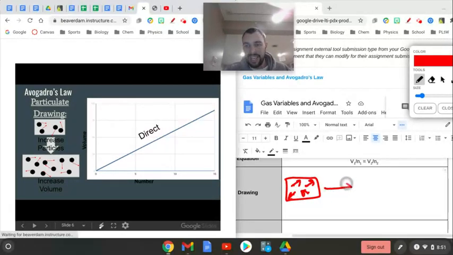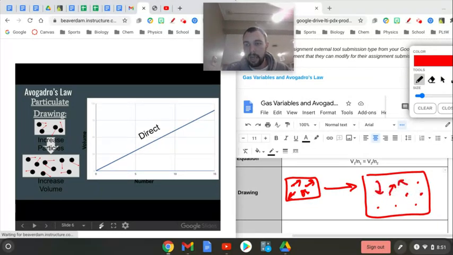Okay, now I'm going to increase the number of particles. I think that's 8. 1, 2, 3, 4, 5, 6, 7, 8, 9. And they're going to have approximately the same length arrow as before because their temperature remains the same. Okay. And the container increases in size because we have more particles, they need more space.